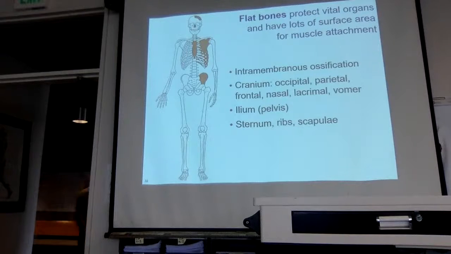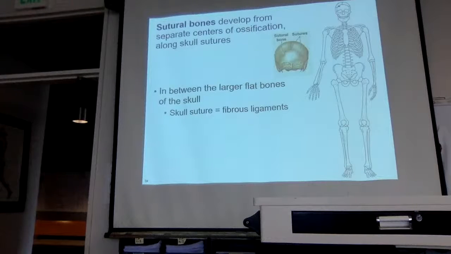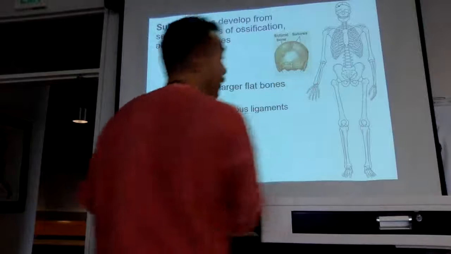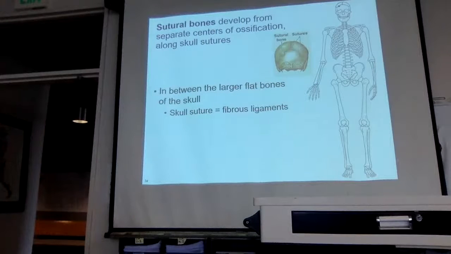If it doesn't fit into one of these categories, it's going to be one of these other ones. This is a very specific type of bone. It's called a sutural bone. A sutural bone is a bone that's in between other bones on the skull.